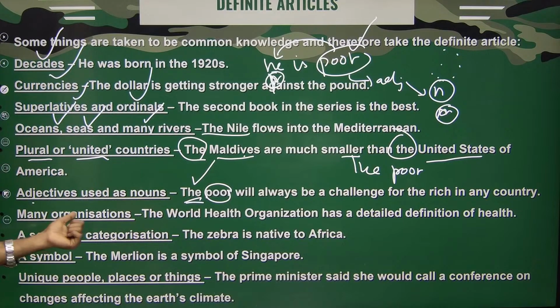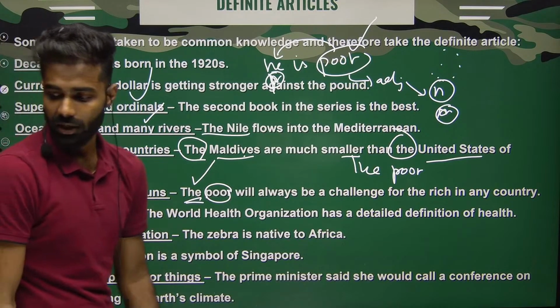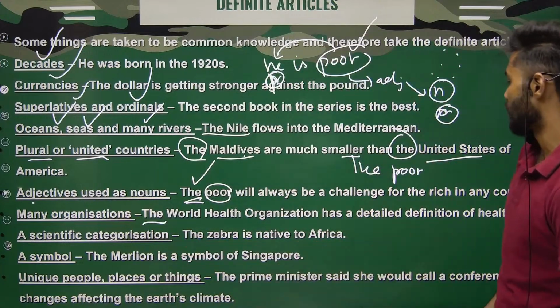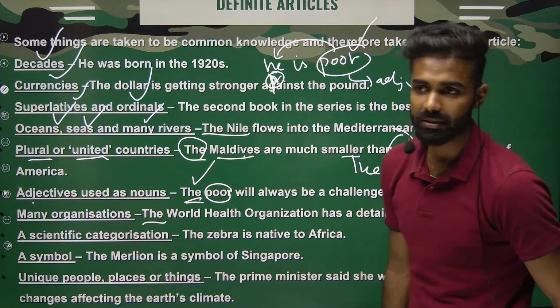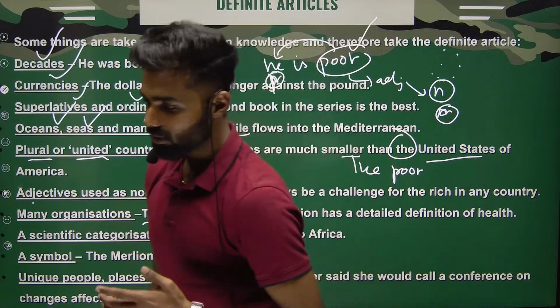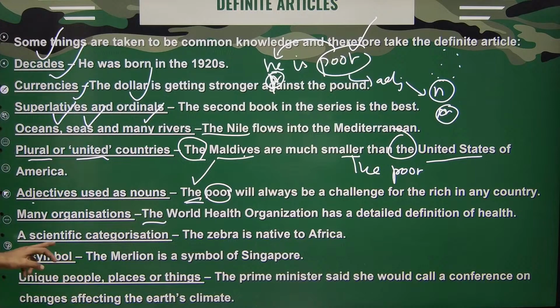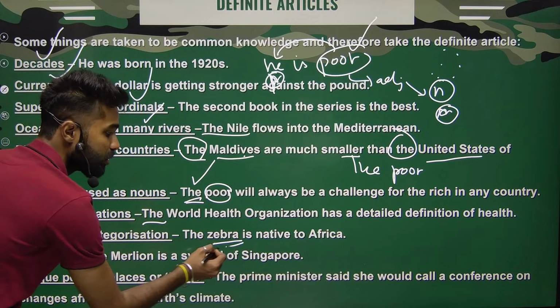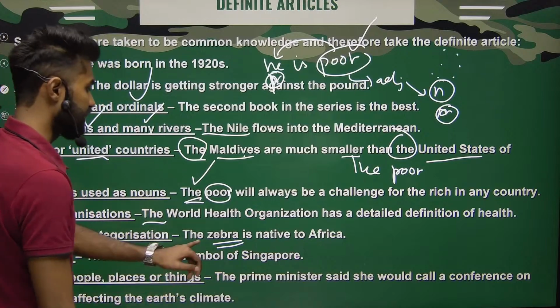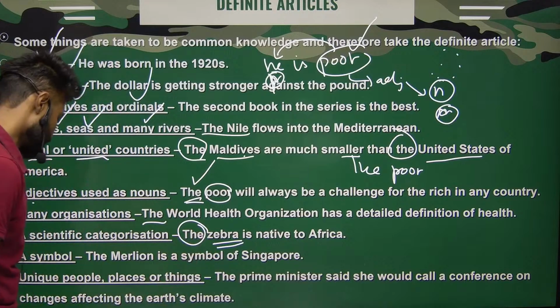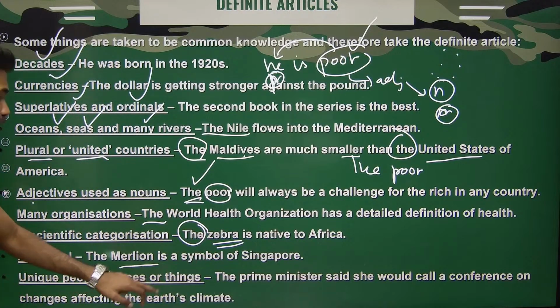That's it. Organization. If you're talking about any organization, please use "the" in front of it: the World Health Organization, the United Nations. Any organization, you have to use "the" before it. See, scientific categorization. Whenever you're talking about scientific categorization, like the zebra belongs to Africa, always use "the". That's it. Symbol. Merlion. What do you mean by Merlion?